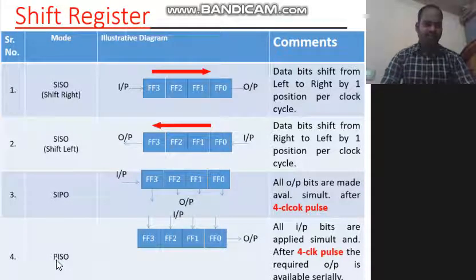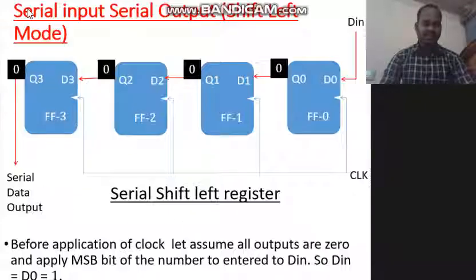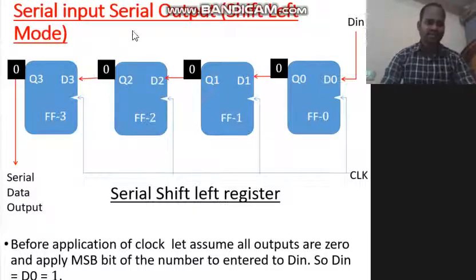Parallel in, serial out shift register: the input data is given in parallel and outputs are collected serially. So these are the different types of shift registers, or different modes of shift registers. We can explain clearly: serial in, serial out shift register, shift left mode.